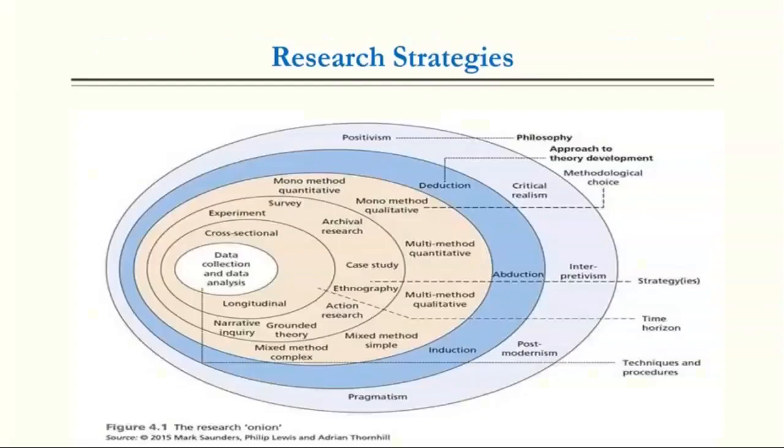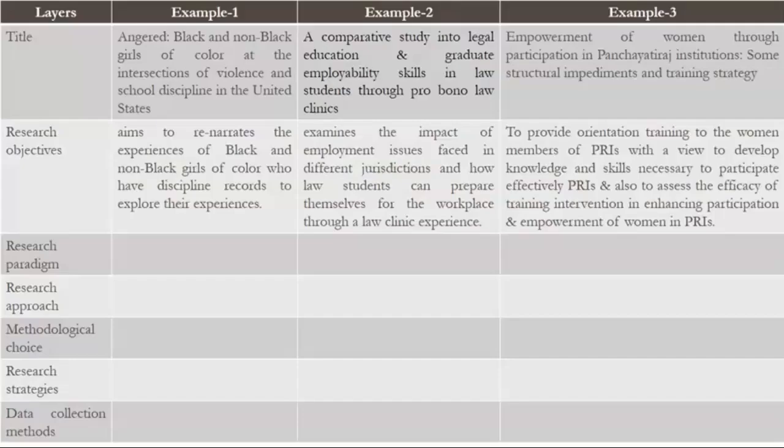Now coming to this example, here to provide an orientation training program to the women members of Panchayat Raj institutions. For instance, this is my objective. What I'm going to do is first try to understand their social demographic profile. I'm going to list out the capacities and capabilities of the respective women Panchayat members. If they're not able to take decisions properly, what happened?